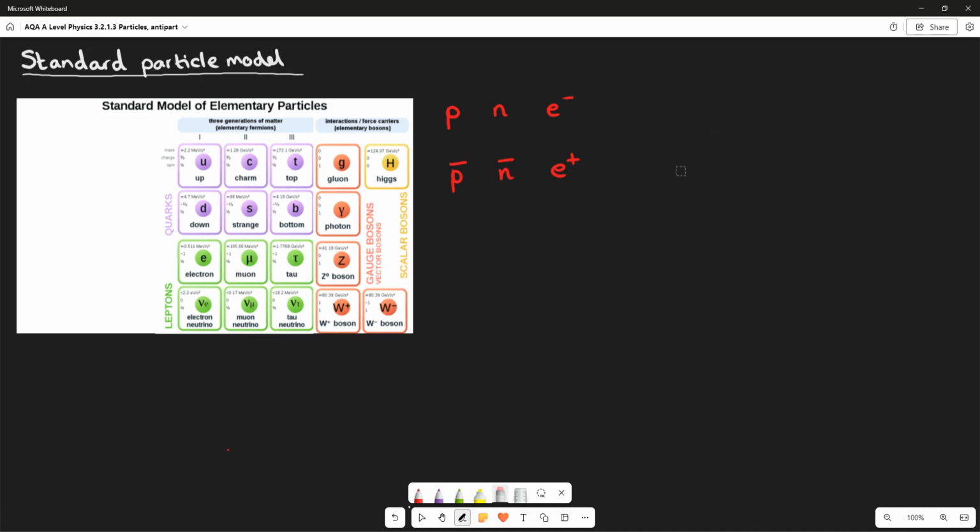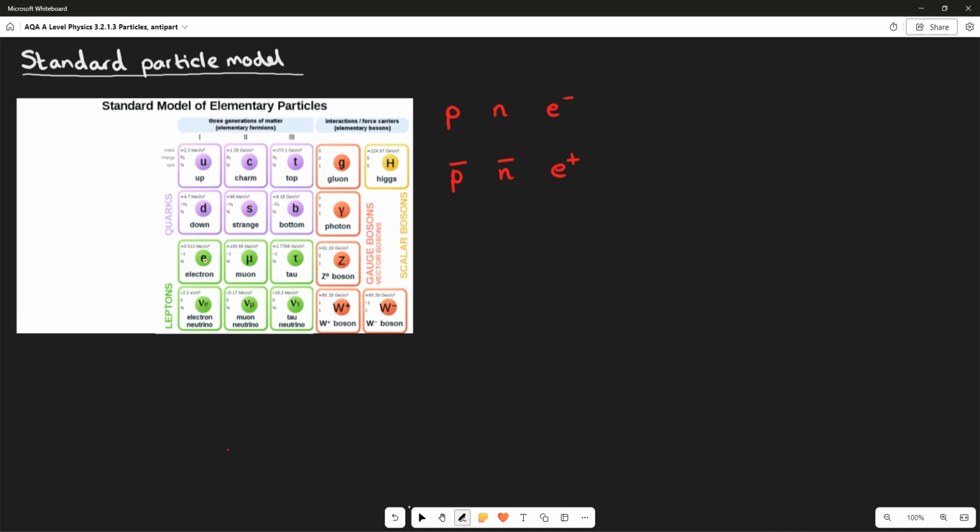Every particle has an antiparticle. Some of these particles are not fundamental. The proton and the neutron can be broken down into smaller items. The electron cannot. And all of those smaller particles each have their own antiparticle. So here we have a table of the different types of fundamental particles.